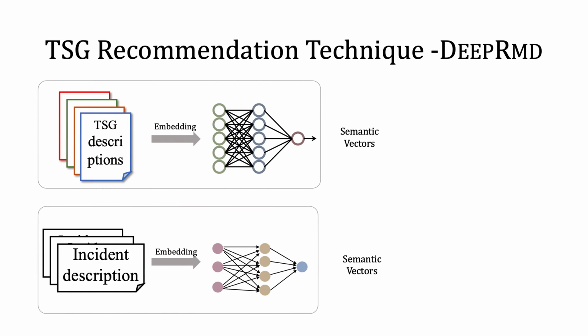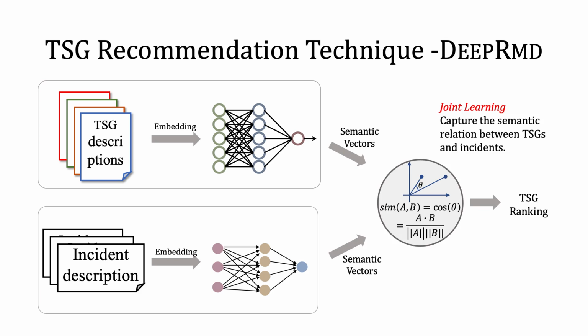As a consequence, we proposed a TSG recommendation technique leveraging deep learning approaches, which is called DeepRecommend. Generally, we used two neural networks to embed the TSG and the incident descriptions into semantic vectors, respectively, and then use joint learning approaches to capture the semantic relation between TSGs and incidents for TSG ranking. The basic idea of our approach is that incidents and their corresponding TSGs should be semantically similar.